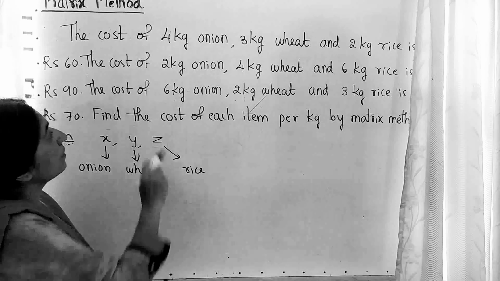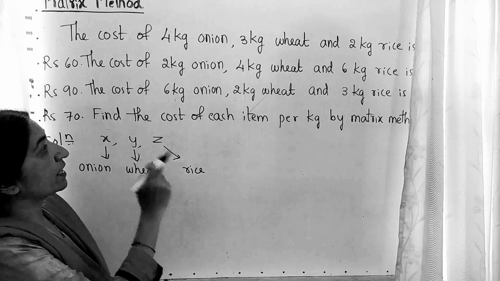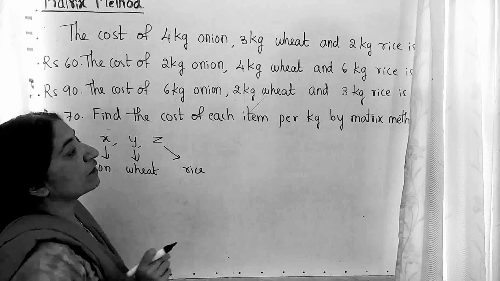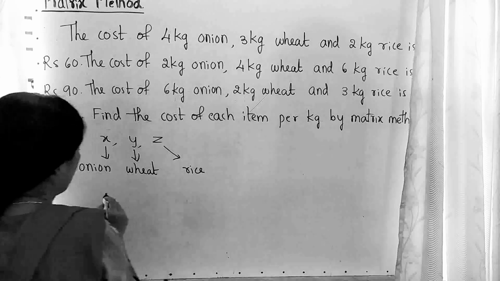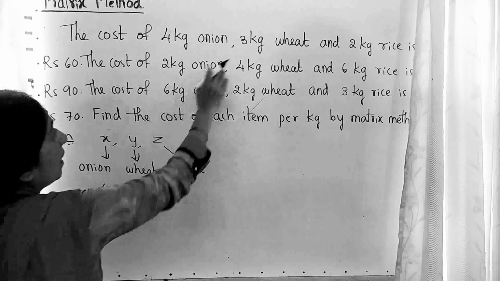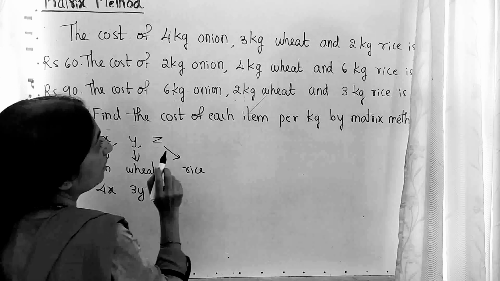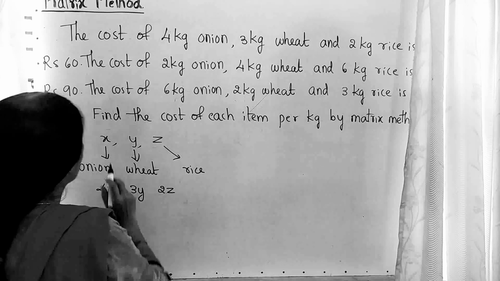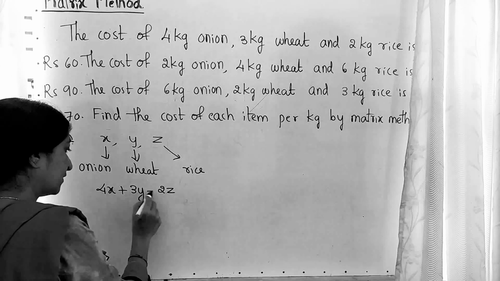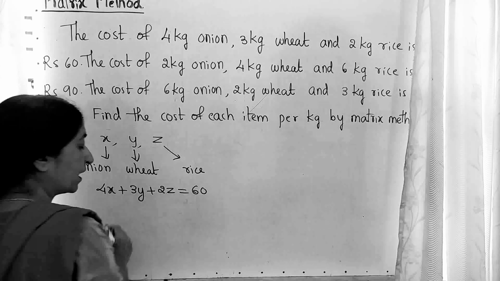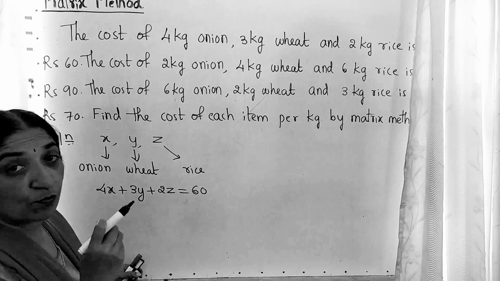And what is given? See, this is 1 kg. X is 1 kg of onion. Y is 1 kg of wheat. Z is 1 kg of rice. See here, the cost of 4 kg onion, that means 4x, and 3 kg wheat, then 2 kg rice. Total its cost is what? 60. Total means what you are doing? We are adding. That is rupees 60. Correct? So with the help of this, can you write the next statement in the form of equation?